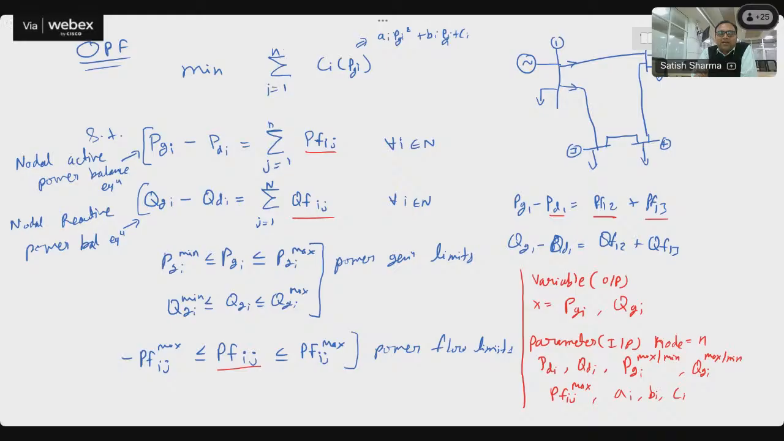So to be very honest, whatever the mathematical formulation we have written here, we cannot solve it so far because we have not linked our existing variables to this pfij.